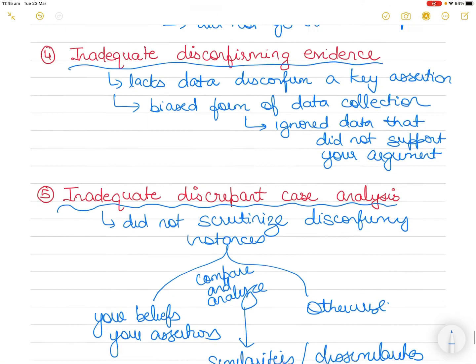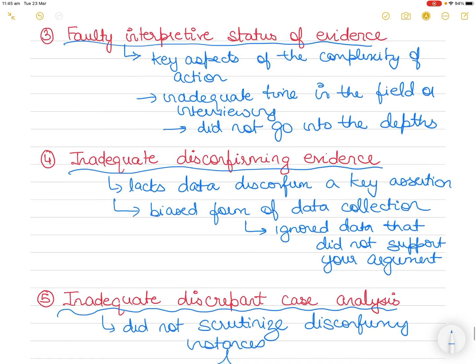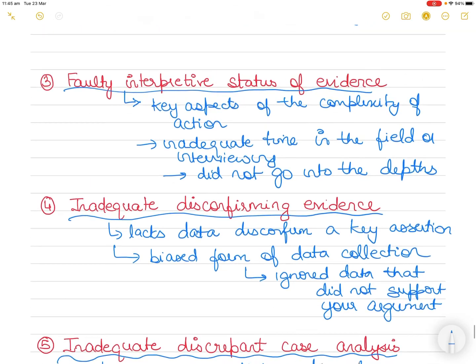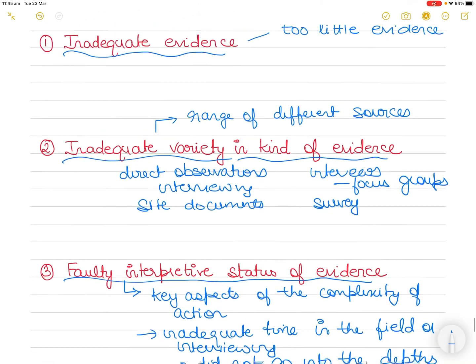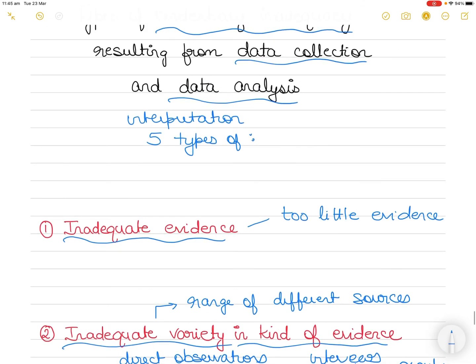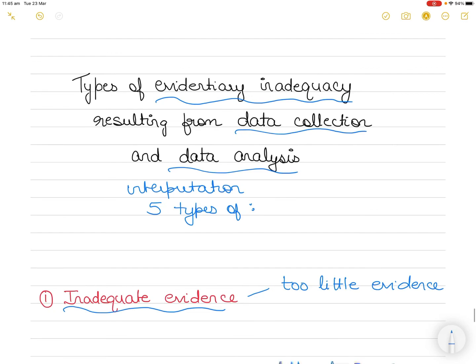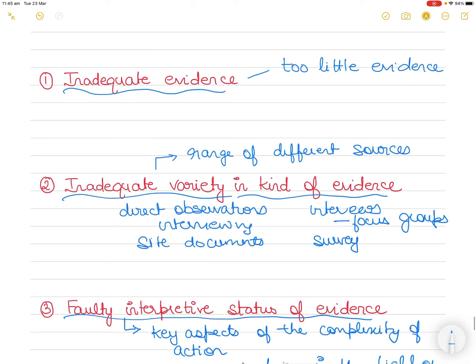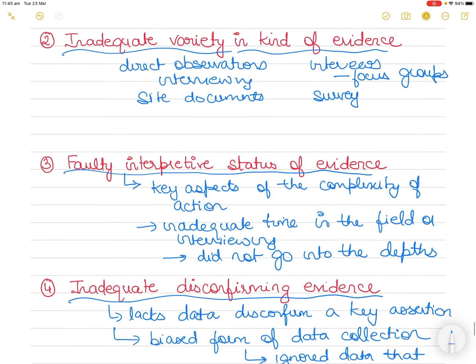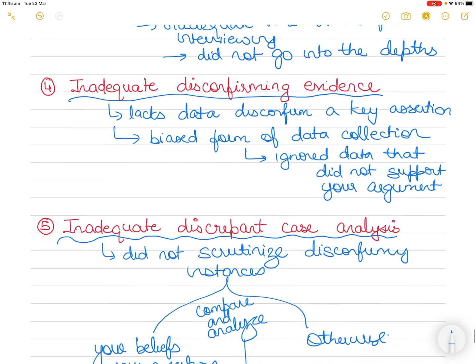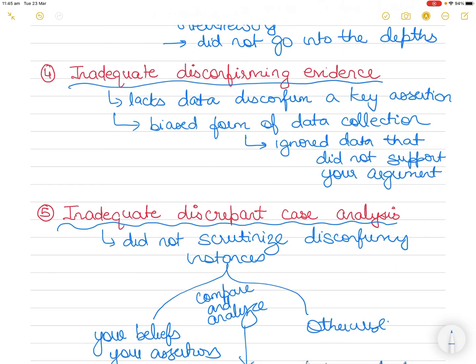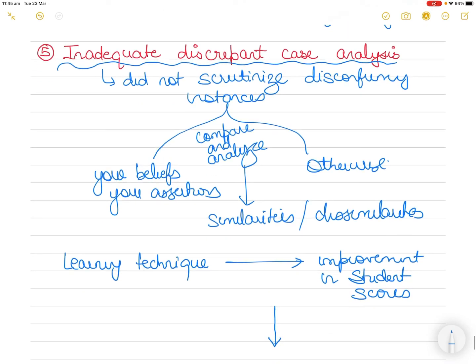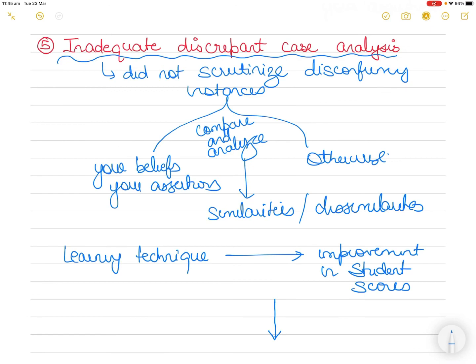So these are the 5 kinds of evidentiary inadequacy which may lead to trouble when your research or your journal paper is being examined or reviewed by examiners and reviewers. So make sure that this kind of inadequacy does not come up in your research. If it does, you must acknowledge it as a limitation, but also explain why this has occurred or why you could not avoid it. Simply acknowledging it and accepting it will not be enough for the examiners. They will consider it to be a big limitation, especially if it's a thesis or a research report that you are presenting.